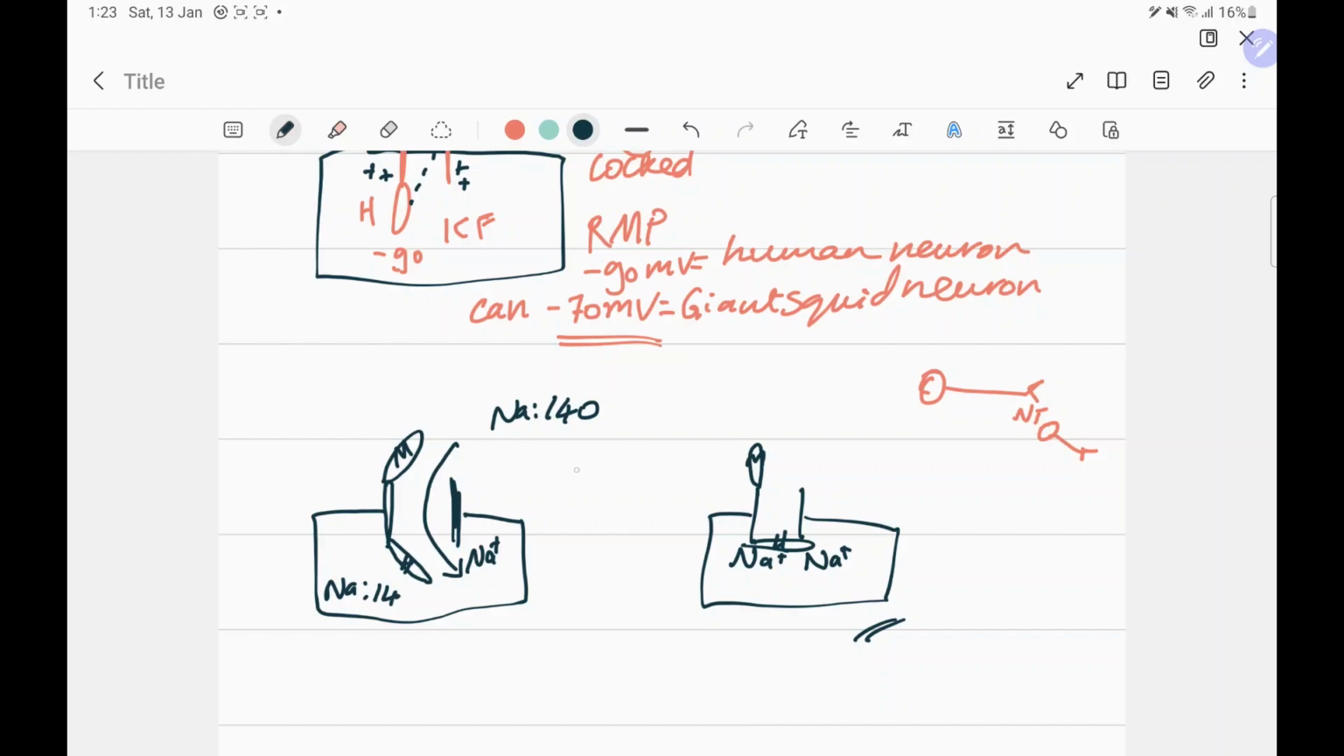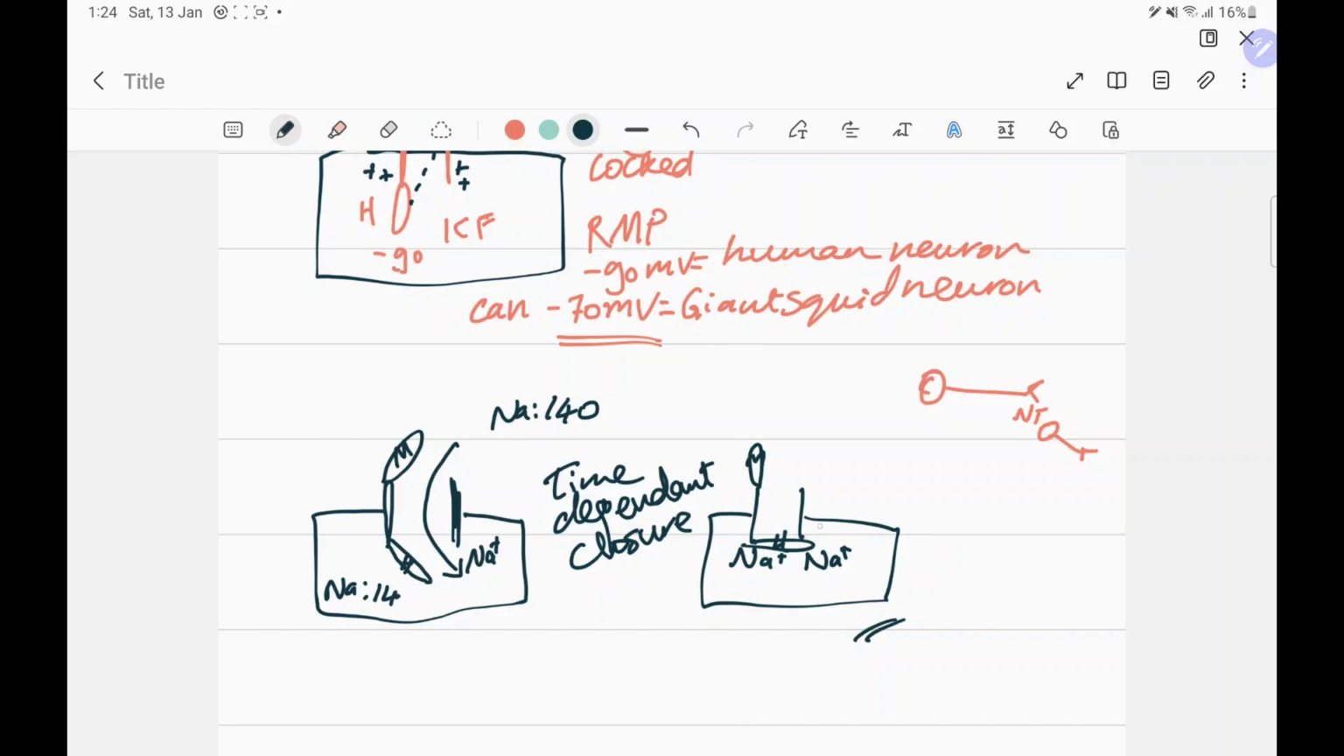What happens is there's something called time-dependent closure, meaning the gate closes in a matter of maybe a millisecond or two. So within 1 or 2 milliseconds, this gate closes. And how much sodium comes in? It comes in within that 1 or 2 milliseconds, and then you get this configuration, and there's no more positivity entering into the cell.